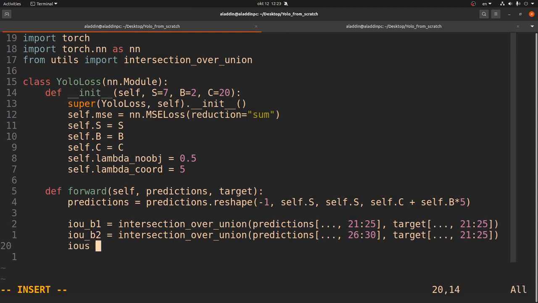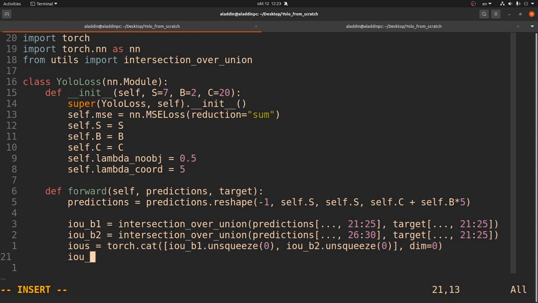Then we're going to do IOUs are just torch.cat of IOU b1. And we're going to unsqueeze just to be able to concatenate them, IOU b2 unsqueeze 0. Then we're going to do dimension 0. So we're going to concatenate them along the dimension 0 that we just unsqueezed. All right, then we're going to take IOU maxes and the best box. We're going to take torch.max of IOUs along the dimension 0.